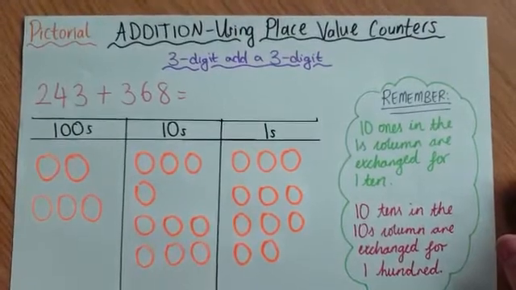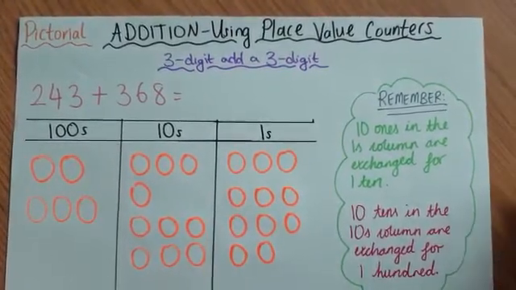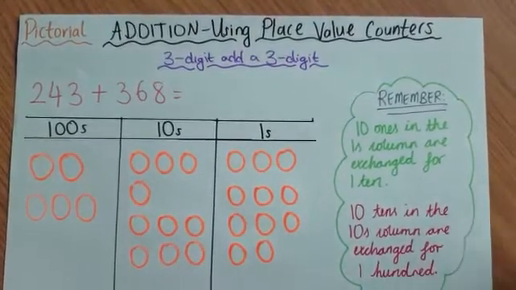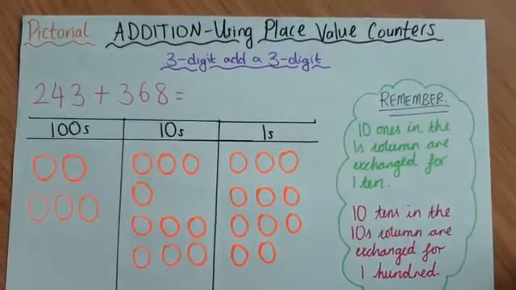So we're going to count our ones now, and we're going to see if we have 10 ones, we will need to exchange them and put them into the tens column.